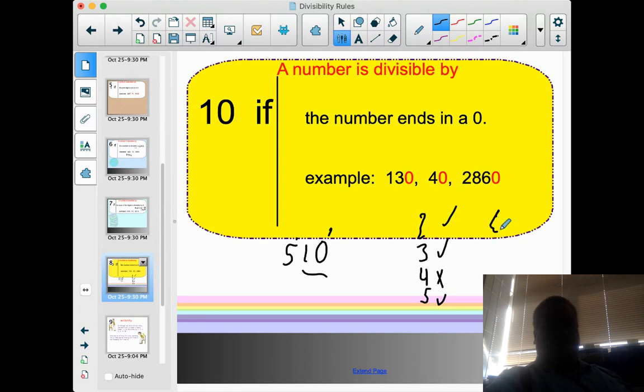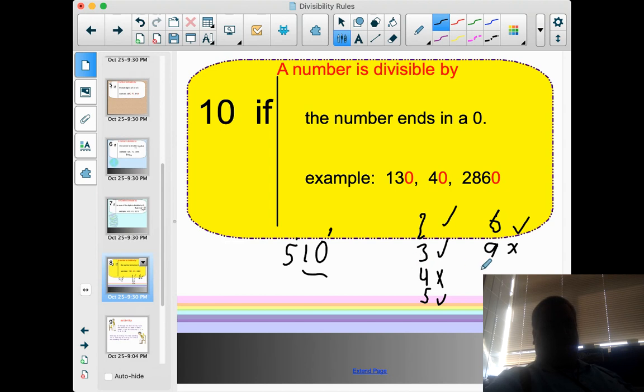I want to check 6. Well, to be divisible by 6, it has to be divisible by 2 and 3. Well, I already checked those. It is divisible by 2 and 3, so that means 6 also works. It is divisible by 6. If I look at 9, again, I'm going to add up the digits. 5 plus 1 plus 0 is 6. 6 is not divisible by 9. So here's a good example of one that's divisible by 3, but not by 9, right? The digits add up to 6. 3 goes into 6, but 9 does not.